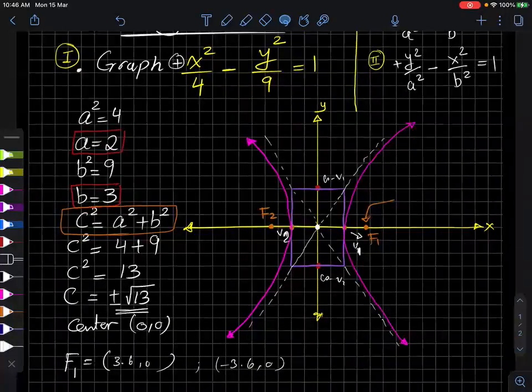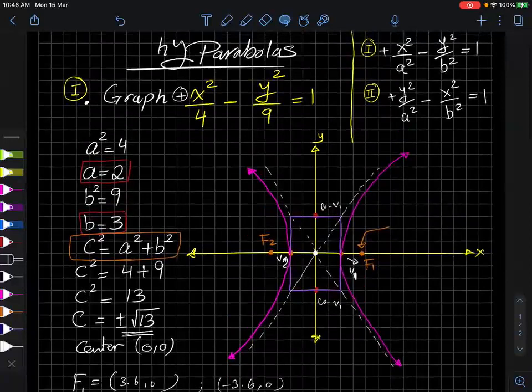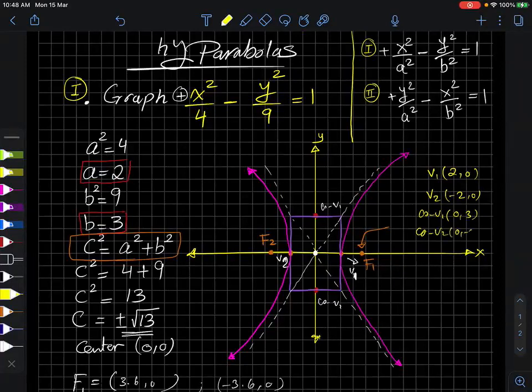So you can take a screenshot quickly, and also you can watch the video because it's recorded. So again, as you see, guys, x squared over 4 minus y squared over 9 equals 1. Just give me one minute, please. I'm going back. Co-vertex 2 is 0 and negative 3.